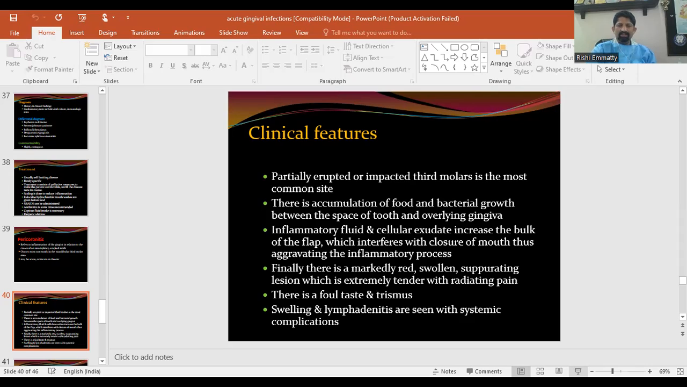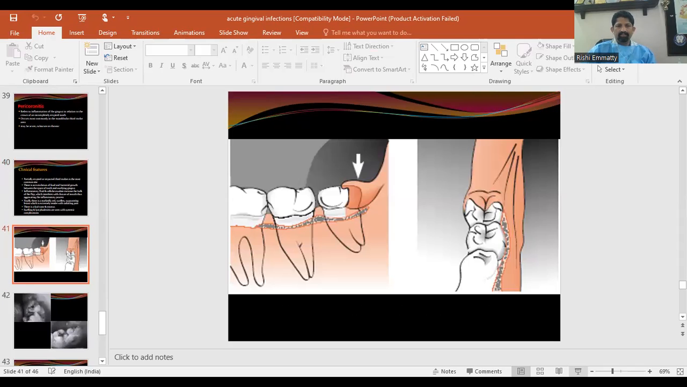There is a foul taste, and even in severe infection, there will be trismus. Swelling and lymphadenopathy are seen with systemic complication, because there is swelling and associated inflammation, infection. So there will be severe lymphadenopathy.